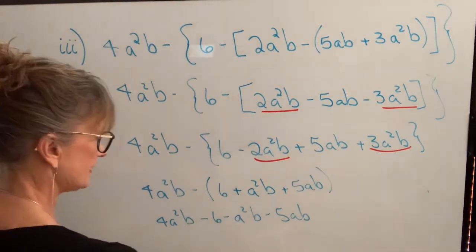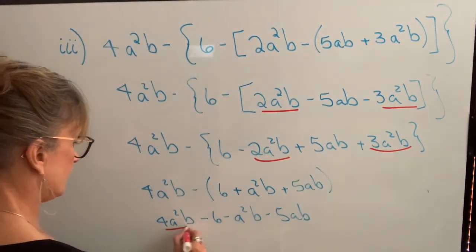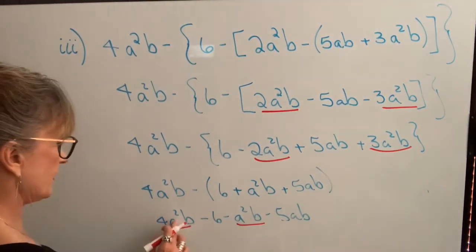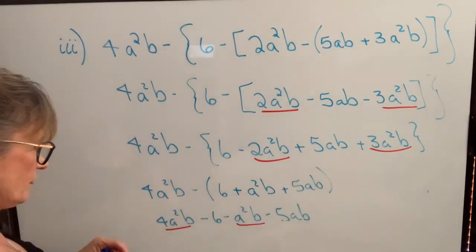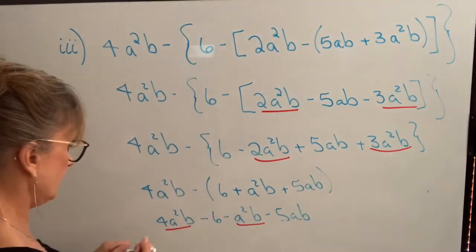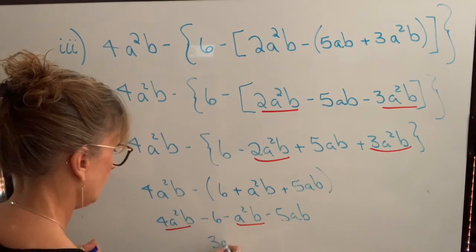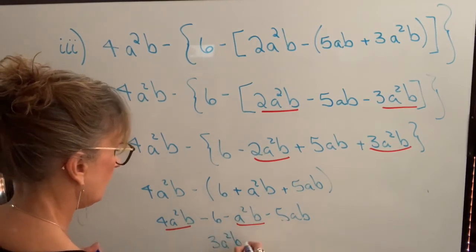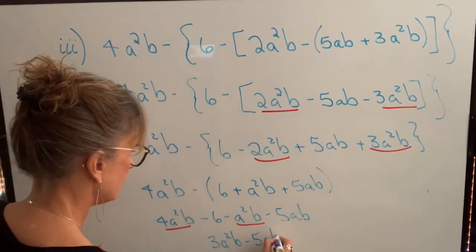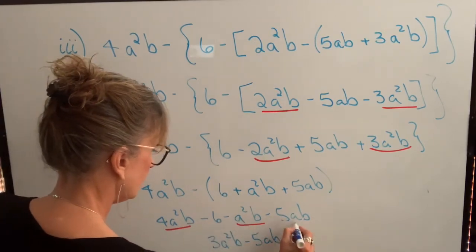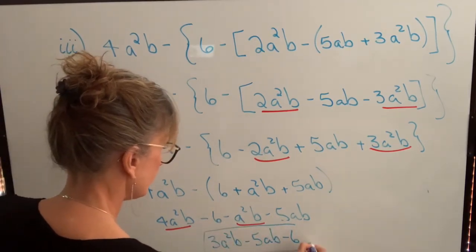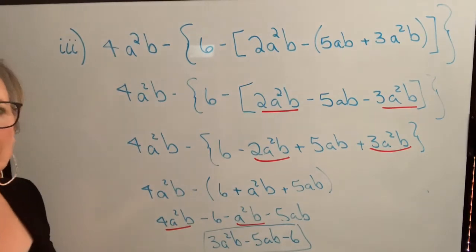So now our last job is to combine our like terms, which is 4a squared b and negative a squared b. So 4 minus 1, that leaves me with 3a squared b. I'm going to put my letter part next and my 6 at the end. So that would be complete.